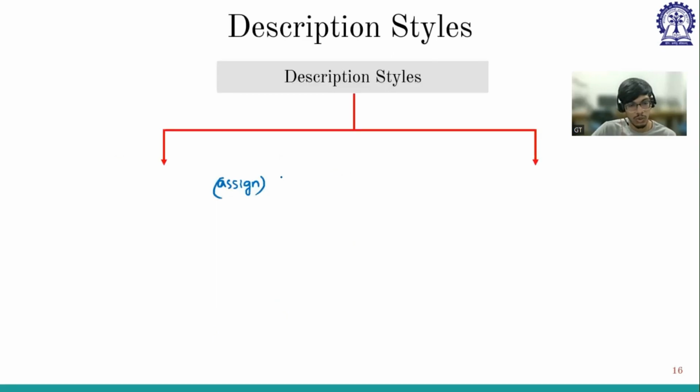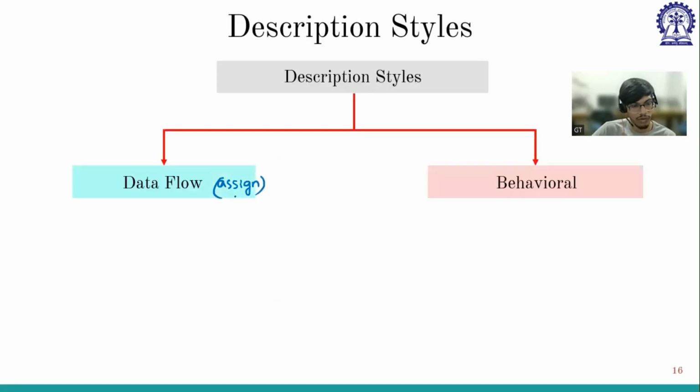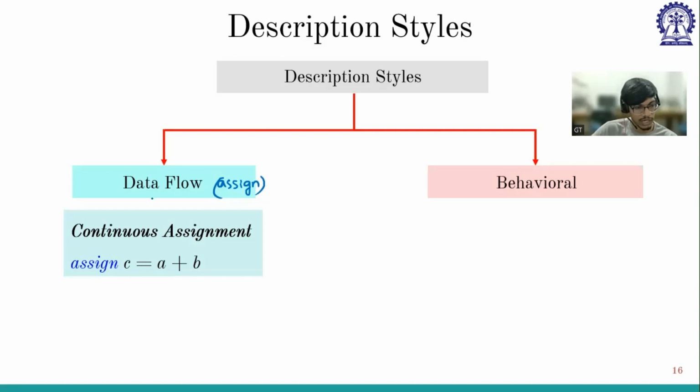So there are two description styles. One is data flow, where we use assign. Whenever we use assign, it comes under the data flow description style, which is continuous assignment. As you remember, continuous assignment means which data type? Wire. Yes, only wire can be used with assign. You cannot use reg for assign because this is continuous assignment. So C will be continuously changed whenever A and B are changing. C will not hold a value, which is the wire data type, so for reg you cannot use it.